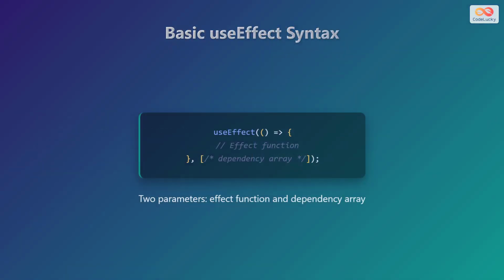The basic syntax for useEffect involves two key parameters. The first parameter is the effect function, which contains the code you want to run as a side effect. The second parameter is the dependency array. This array determines when the effect function will be executed. If the values in the dependency array change, the effect function will run again.